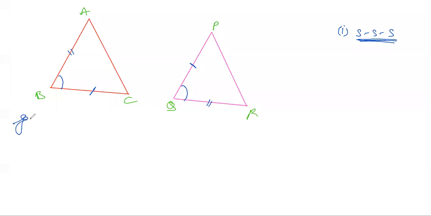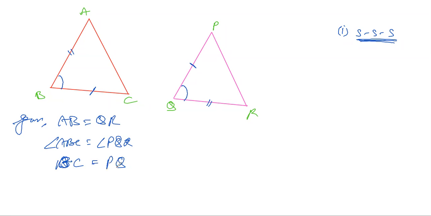ओके, सो हमको ये गिवन में है कि AB इज इक्वल्स टू QR, then angle ABC is equals to angle PQR, and the side BC is equals to PQ. तो यहां पर ये तीनों आपस में इक्वल हो जा रहे हैं. तो अगर ये तीनों इक्वल हो जाते हैं तो भी मेरा एक क्राइटेरिया यहां पर कंप्लीट हो जाता है. सो दैट इज साइड एंगल साइड. So this is also one of the criteria on which we can make two triangles congruent to each other.